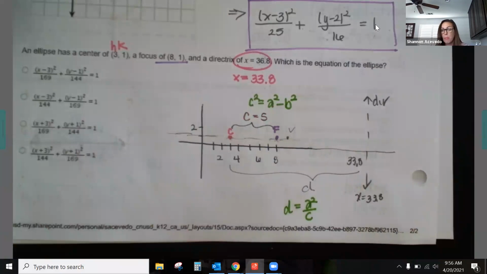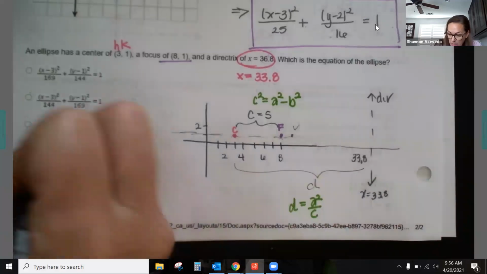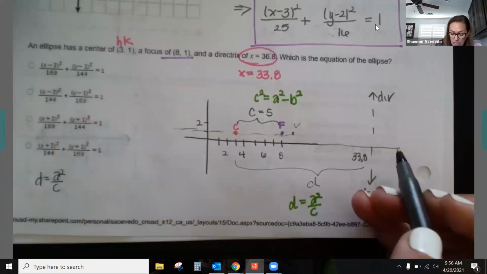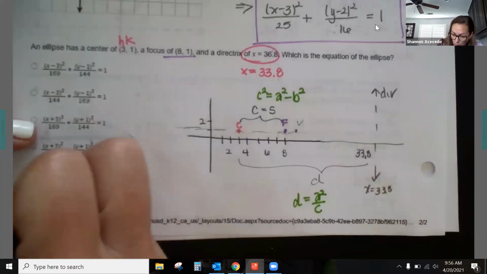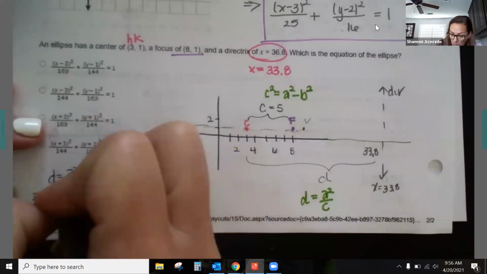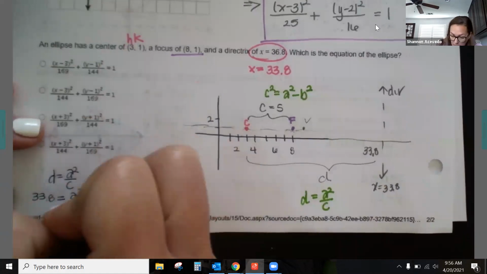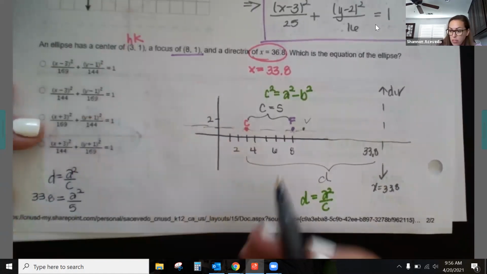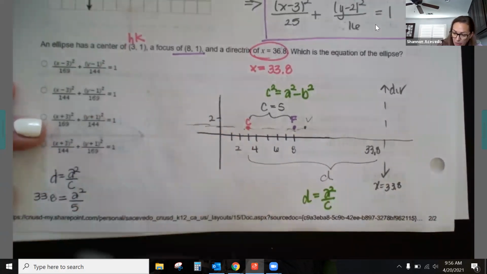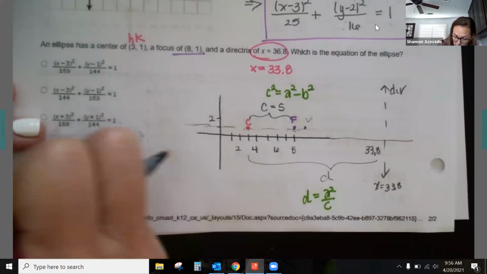So this was a little bit tricky because I don't know A and B. I do know my C and I do know my D values. So those are things that I can use to help me figure it out. So here's what I know then. D is equal to A squared over my C. D is going to be 33.8, which is equal to, I don't know my A squared, but I know my C is 5. Distance from my center to my foci is always my C value. Multiply both sides by 5, so I can solve for my A squared.